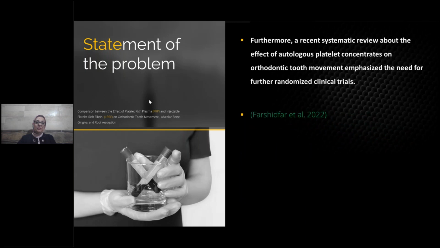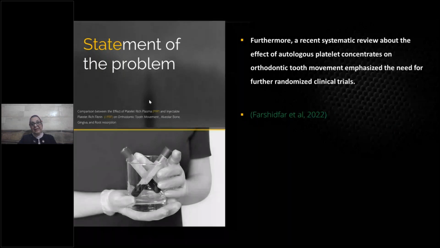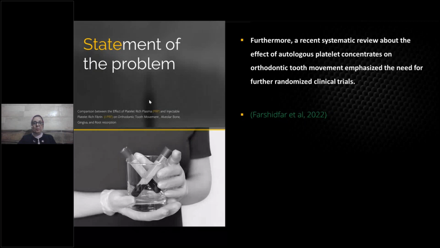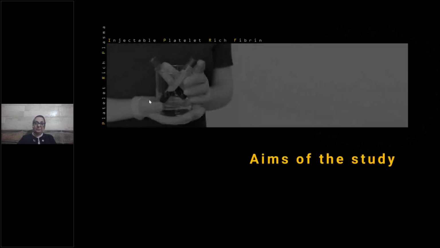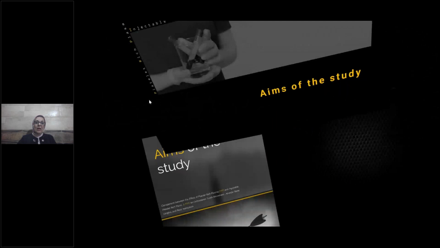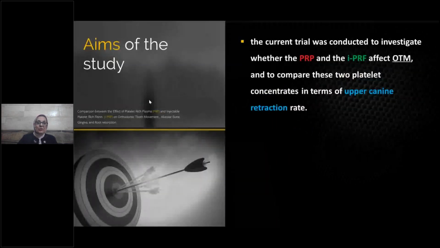Furthermore, a recent systematic review about the effect of autologous platelet concentrates on orthodontic tooth movement emphasized the need for further randomized clinical trials. Aims of the study. The current trial was conducted to investigate whether PRP and injectable PRF affect orthodontic tooth movement and to compare these two platelet concentrates in terms of upper canine retraction rate.